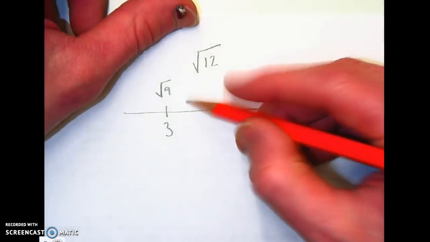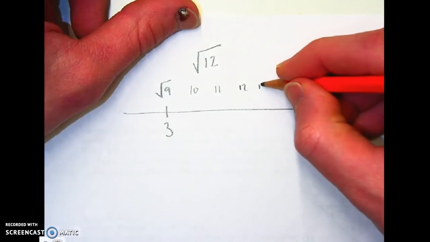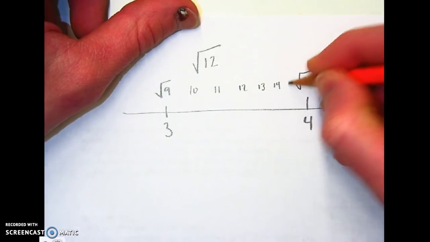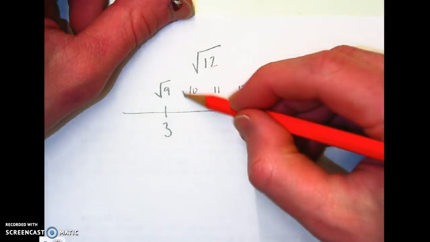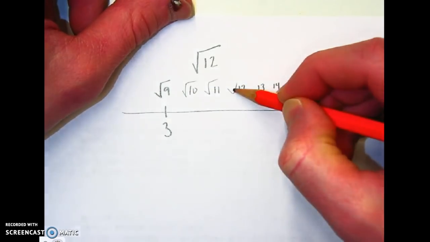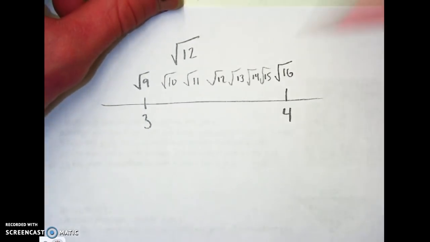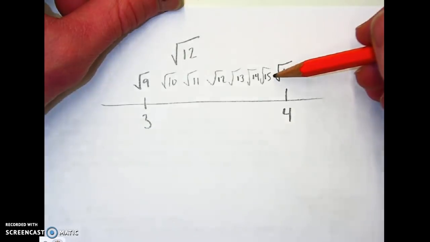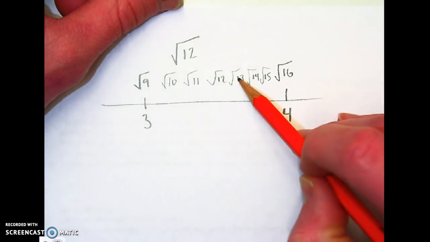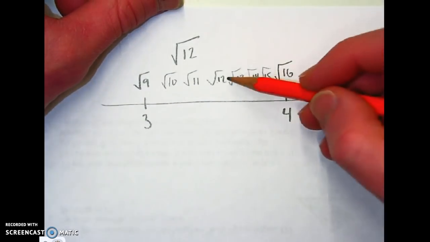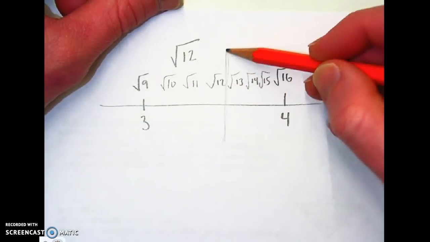So I'm going to fill in this number line with 10, 11, 12, 13, 14, and 15. If we took the square root of all of these, all these square roots would fall between 3 and 4. Let's count how many numbers there are in between. 1, 2, 3, 4, 5, 6. There are 6. So the middle is right here, 3 on this side and 3 on this side.